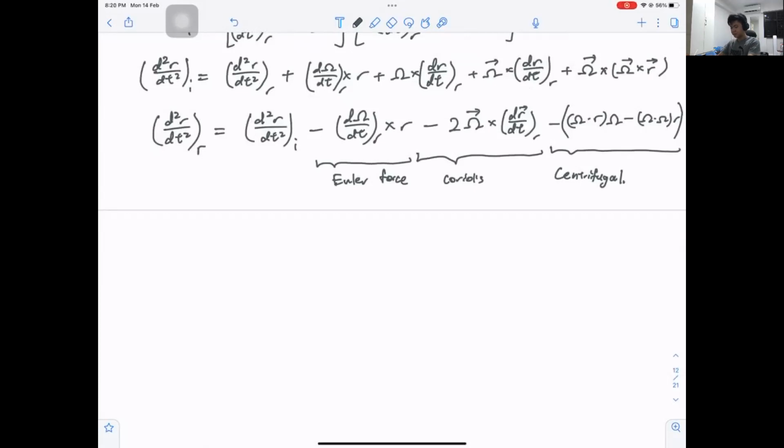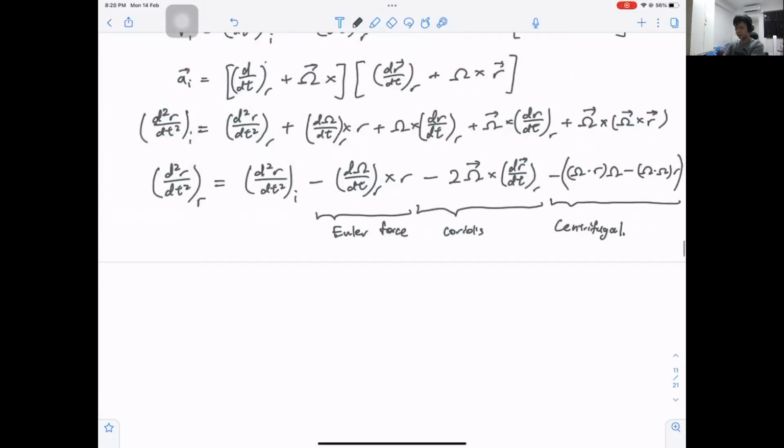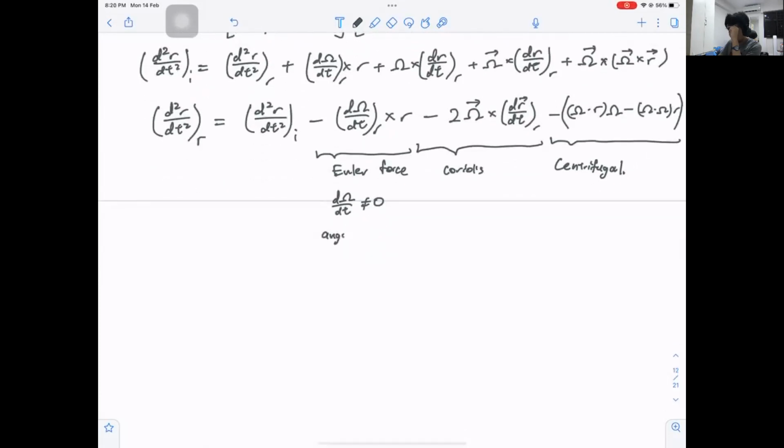The Euler force is only there when your d omega dt is not zero, and that means you are accelerating. If you're just rotating at a constant angular velocity, then you wouldn't have the Euler force, but the other two forces will still be there. The Euler force is sometimes known as the azimuthal acceleration.